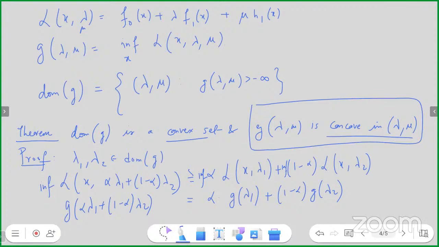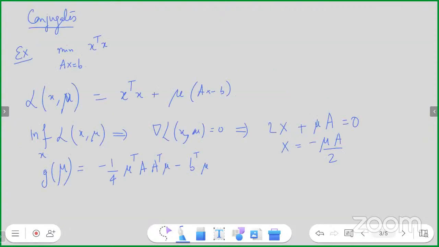L is linear. What is L? L is f0 of x plus lambda f1 of x. Forget about this one. So what is L of x comma lambda alpha 1 plus this? I can just throw in alpha here plus 1 minus alpha. Just split it. Linear on the second. That's what I'm interested in.